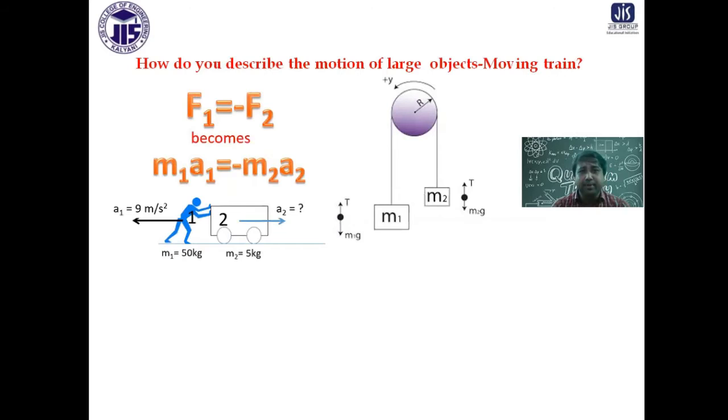What happened from problem to problem? Suppose a train is moving, that is one problem. Somebody oscillating, that is another problem. Somebody under friction, that is another problem. Somebody under rotation, that is another problem.